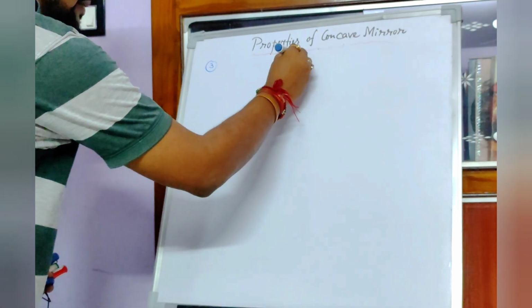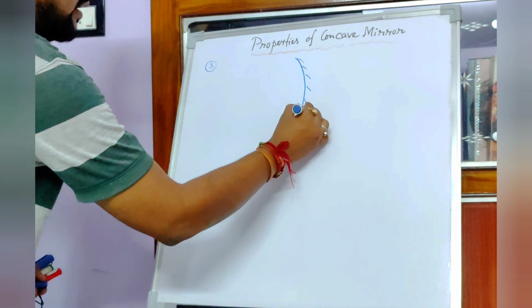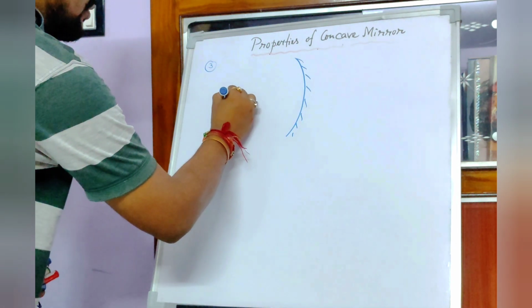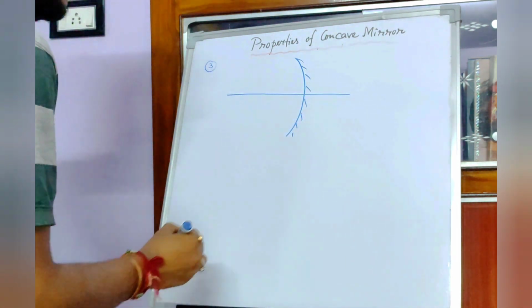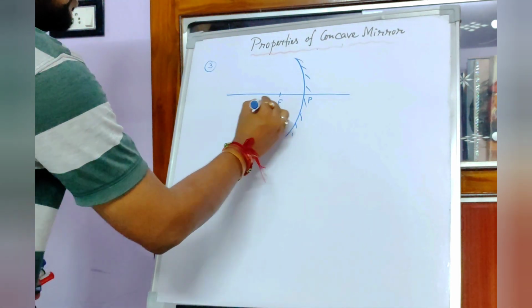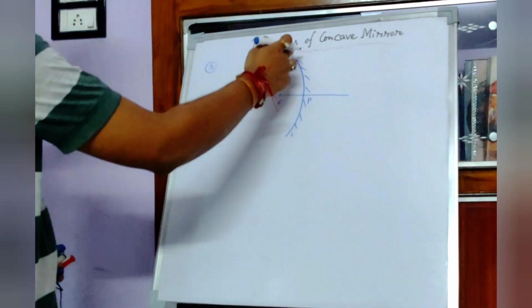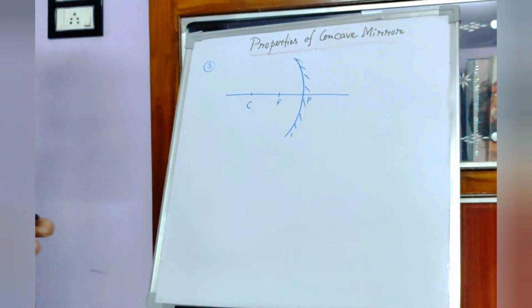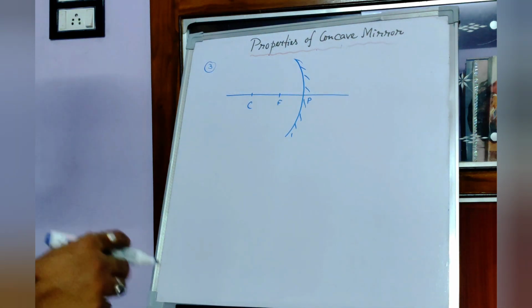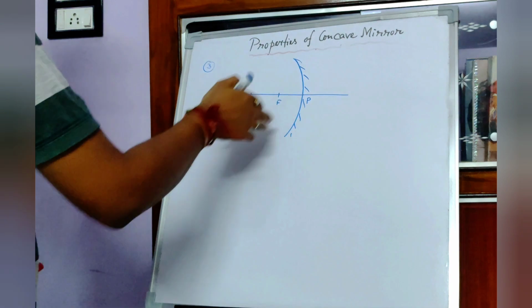In case of a concave mirror, this is a concave mirror and this is the reflecting coating. A line passing through the pole is called principal axis. This is pole P. This is called focus F, and this is called C, center of curvature. Please remember one thing, this is called aperture, and the aperture of the mirror should be as small as possible. जितना small होगा उतना अच्छा ray diagram बनेगा, ठीक है? So this should be as small as possible.